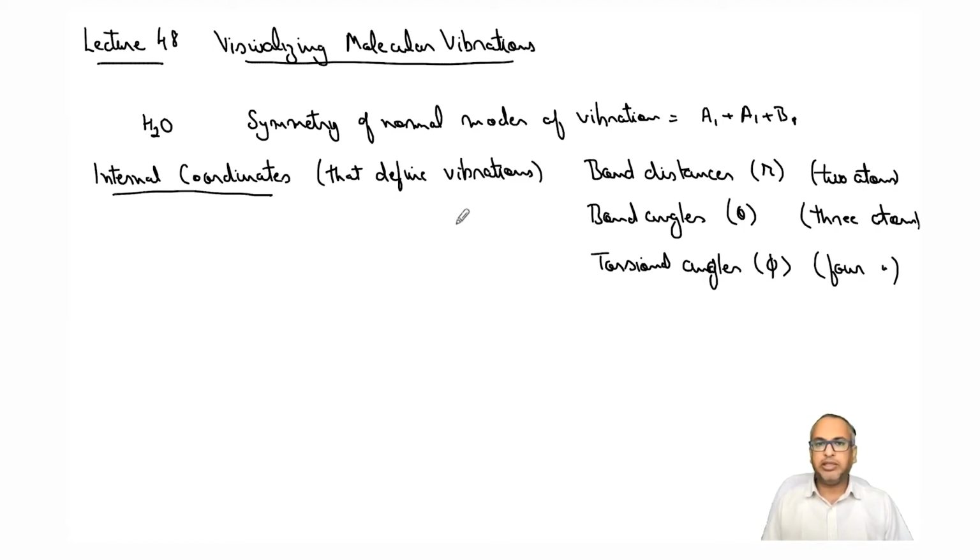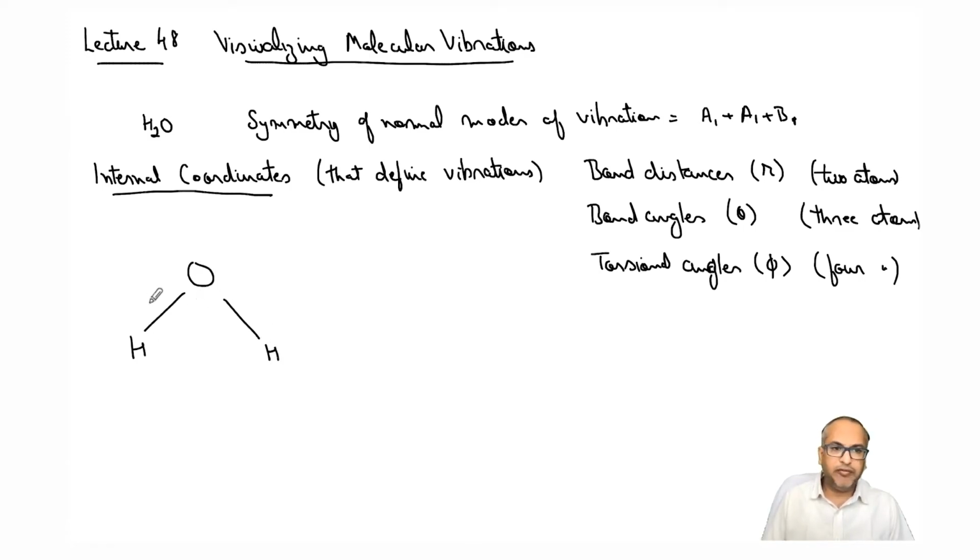So that means if you have a diatomic molecule, you cannot have any bond angle or torsional angle. You can only have bond distances. Similarly, if you have a triatomic molecule like water, you cannot have torsional angle. You can only have bond distances and bond angles, right? So let us take internal coordinates and see what we get, like how do we visualize molecular vibration. So let's start with drawing water molecule.